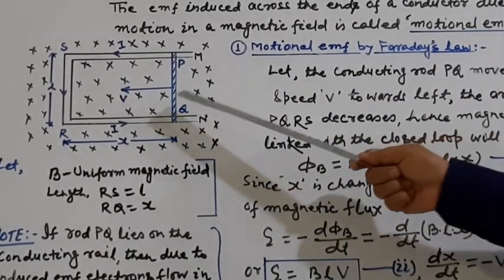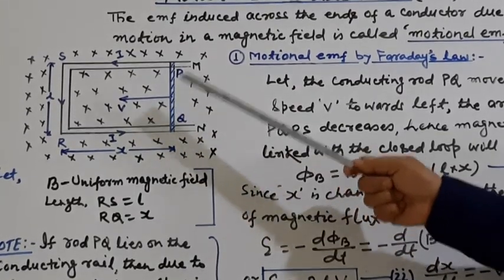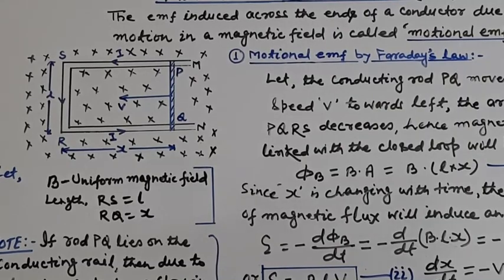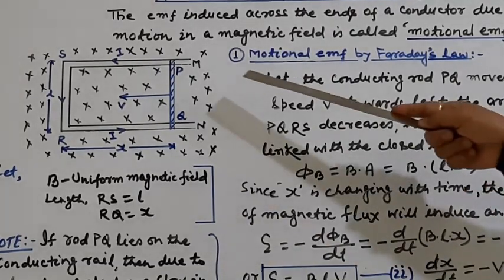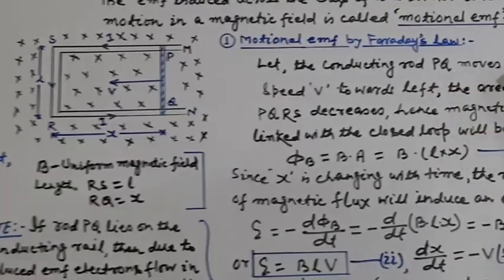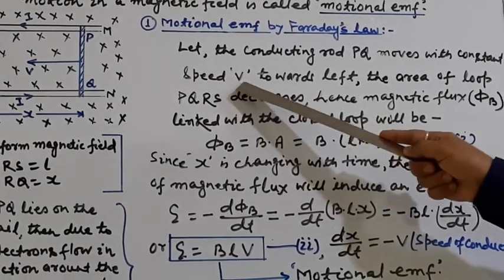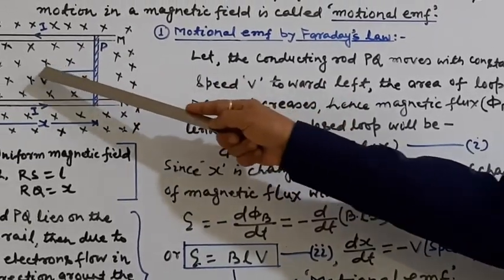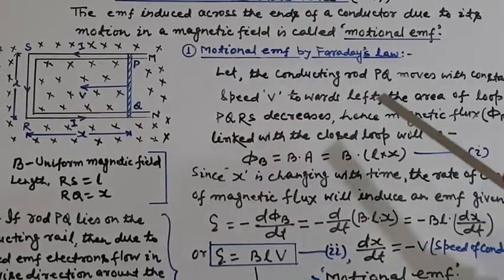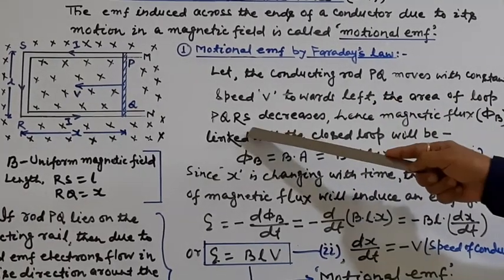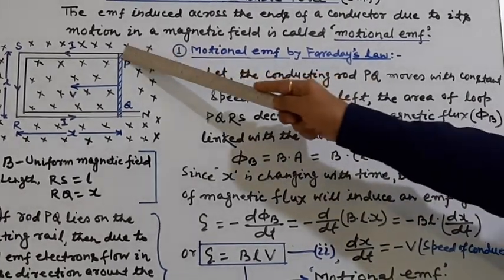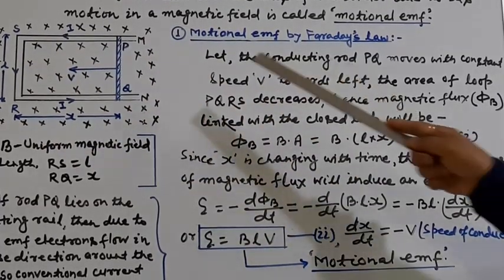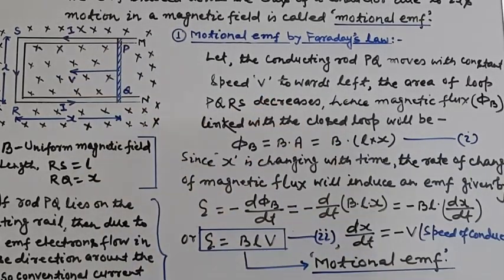So with the help of this figure, we shall find the expression for the motional EMF. Assume that this conducting rod PQ moves with constant speed V towards the left, as shown in the figure. Then the area of loop PQRS decreases, because the rod is moving towards the left.